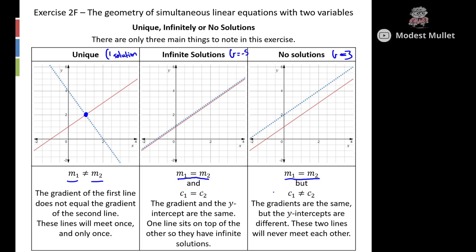Both times the gradients were the same, that means the two lines are parallel. It just so happens in the no solution situation, by b equaling 3, the y-intercepts were different. The c value ended up different.